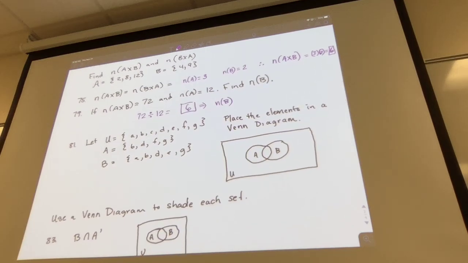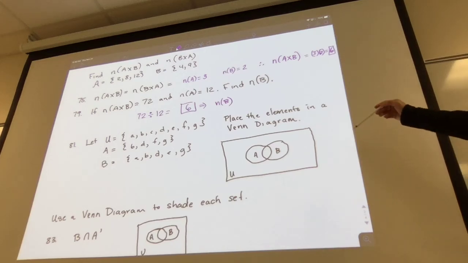All right. Our next one, we have our universal set given to us: A, B, C, D, E, F, G. They tell us set A, and they tell us set B. And then they say place all the elements in a Venn diagram. So jot them down, and then we're going to find where they need to be. U is just everything, so you save U for last. What you want to do is go to A and fill in all your set A, then go to B and fill in all your set B.